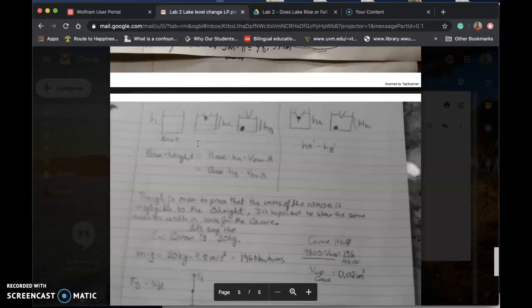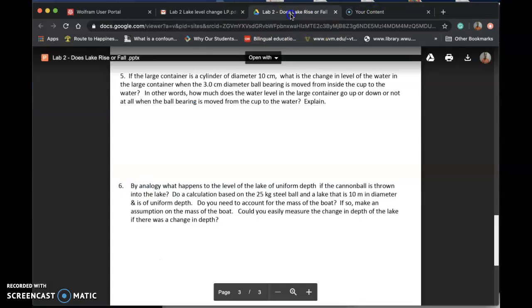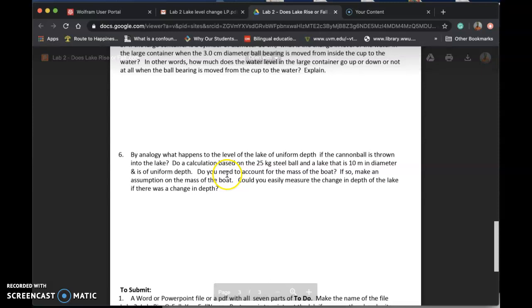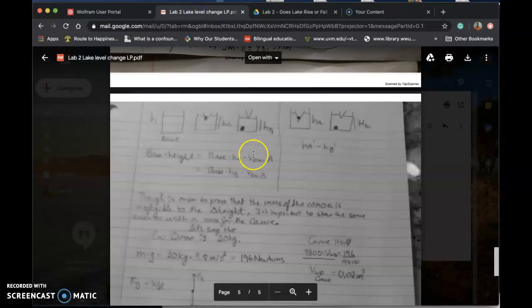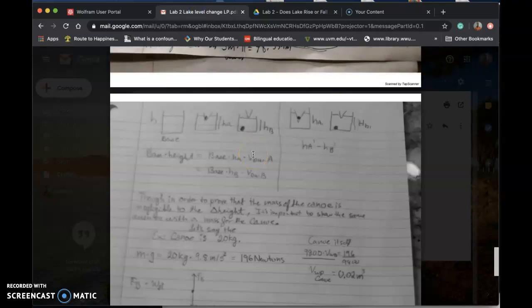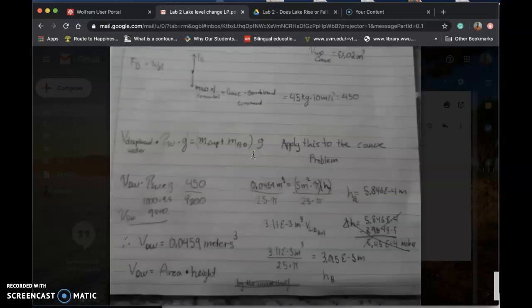Another problem that we're trying to answer from here is, do you need to account for the mass of the boat? The answer to that is no. For while the mass does change it, we can see through our calculations that the height is still going to be the same, because the mass of the canoe due to gravity is going to cancel out. And in the end, you'll roughly get the same height of 5.45 E minus 4 meters.